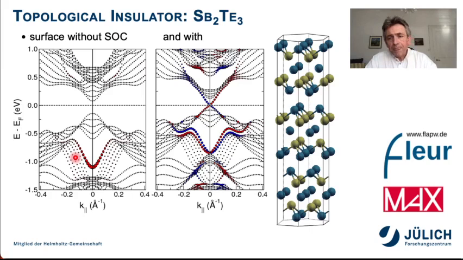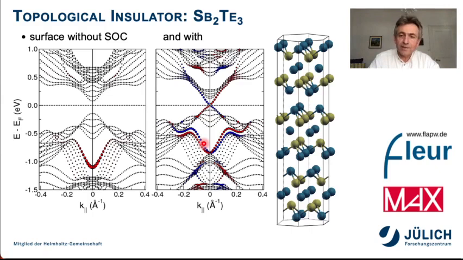Now this was a case where you had a surface state that was then modified, but there are also cases where surface states appear only due to spin orbit coupling. So without spin orbit coupling, you have here in this antimony telluride a band gap, and with spin orbit coupling, suddenly states appear. This is the hallmark of a topological insulator, and this antimony telluride is one example of them. Of course, we also have normal surface states, like this one here, and they get split due to the Rashba effect that we just discussed.